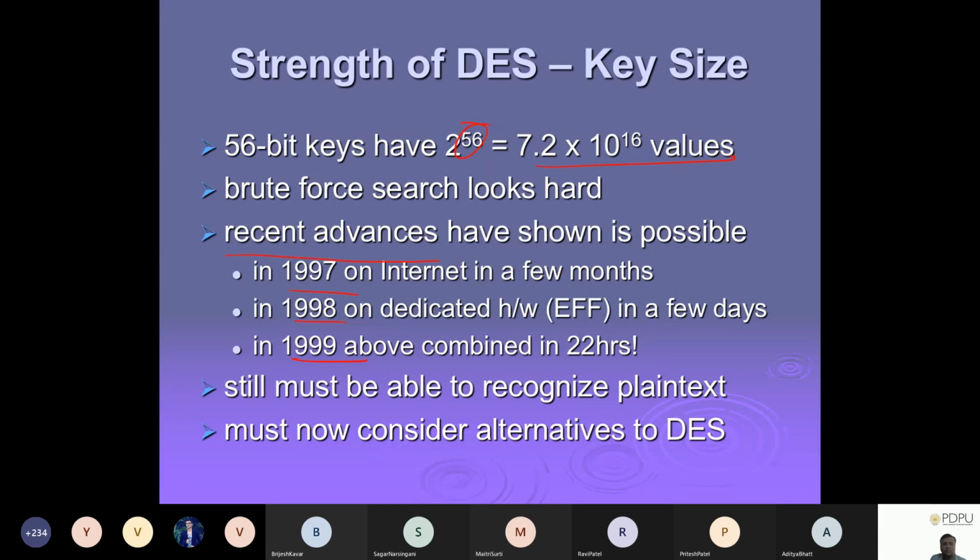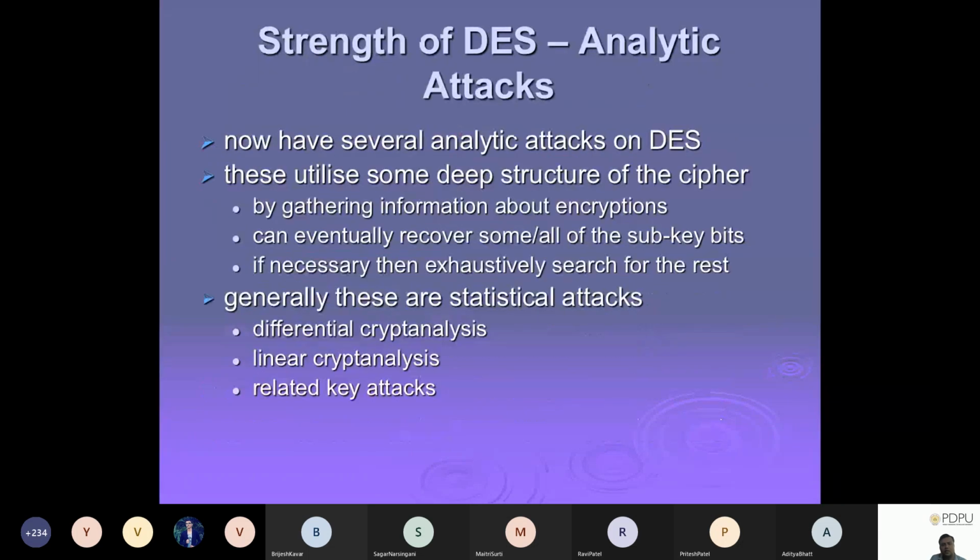So that's why nowadays DES is kind of obsolete, but for several years DES was one of the strong things. Okay, and this is what they do in analytic attacks, that is, in terms of cryptanalysis. That is the word for it.